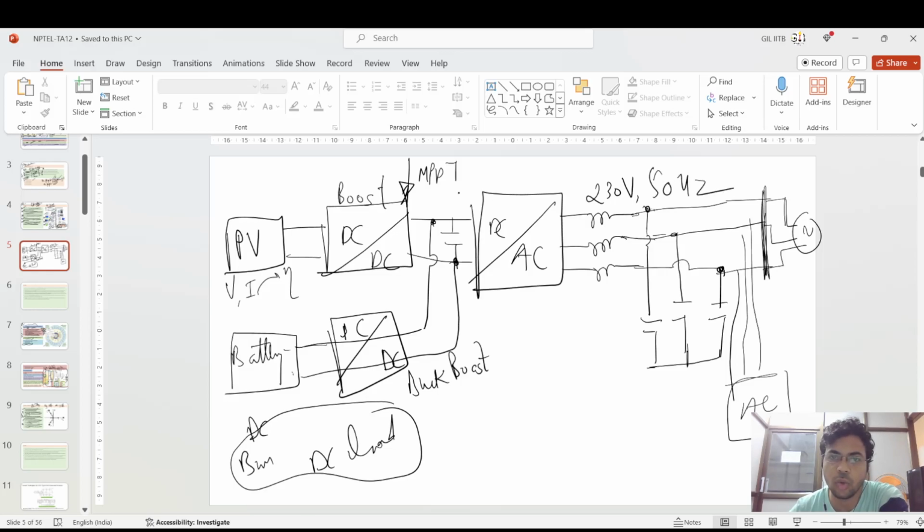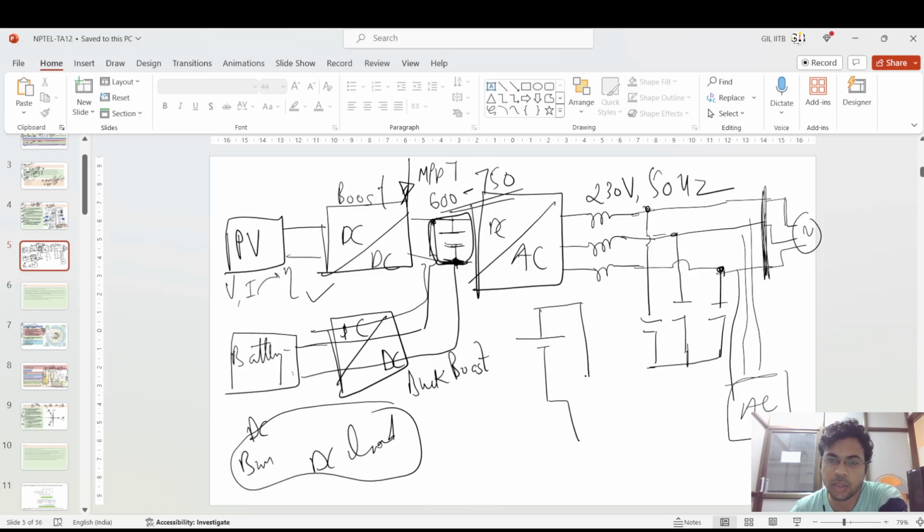So for generating a 230 volt RMS and a 50 Hz supply, you need a 600, suppose 600 to 750 voltage level at this DC busbar. Okay, so for maintaining that voltage, suppose the PV generation is not that much, so the battery gives the power to maintain this voltage of the DC busbar. Okay, so this acts as a DC voltage source.